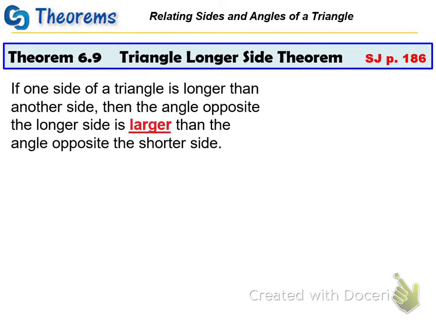So here's the first blank that you see. If one side of a triangle is longer than another side, then the angle opposite is larger than the angle opposite the shorter side. So your blank is larger.